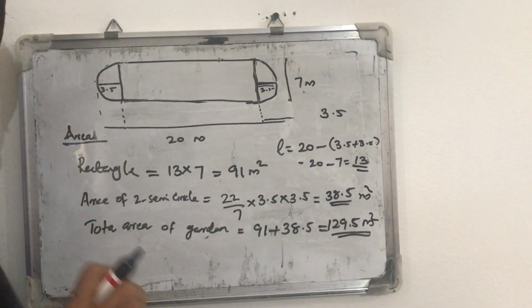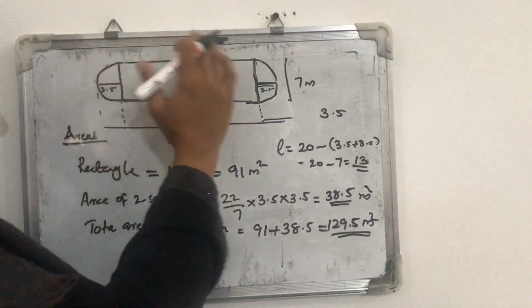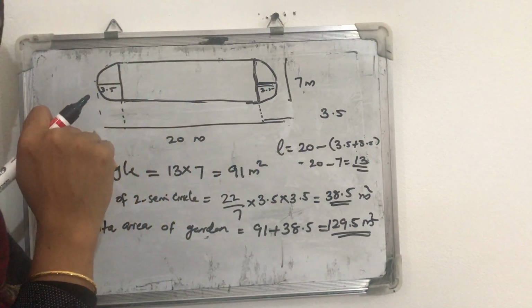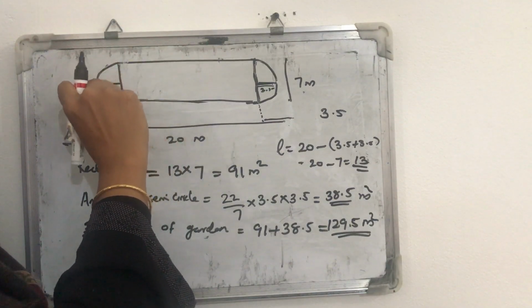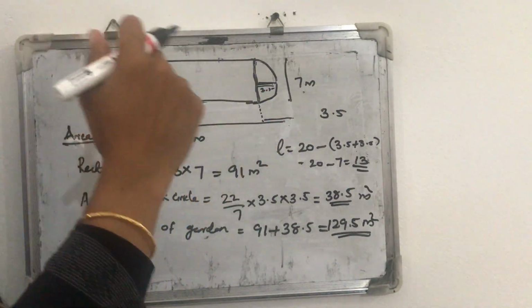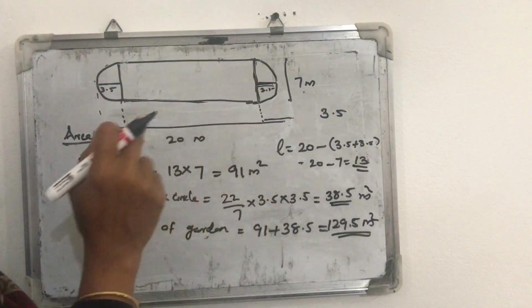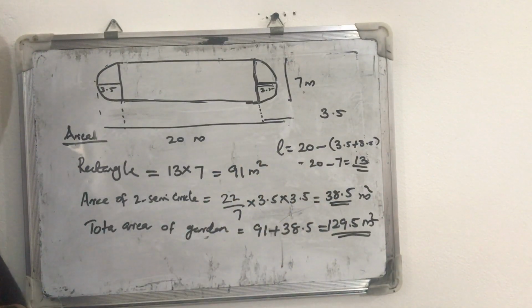This type of full step you also want to write. If any doubts, you can contact me and clear your doubts. For finding the area of this full shape, we split the total shape into one rectangle and two semicircles. For the two semicircles, we take them as one circle. Its area we find, and the area of the rectangle also we find. Then add both, we will get 129.5.